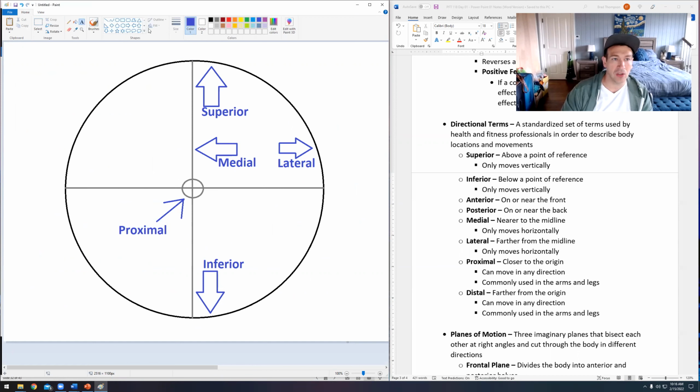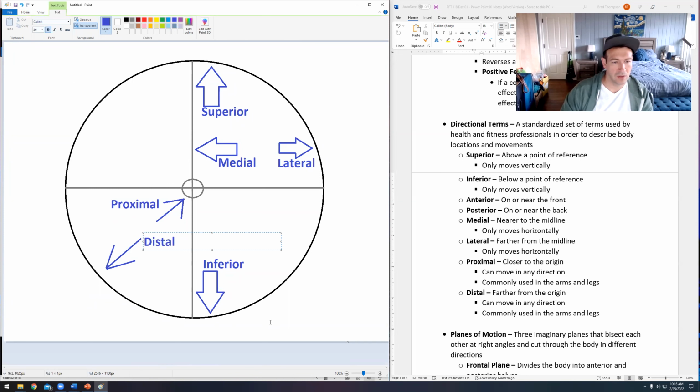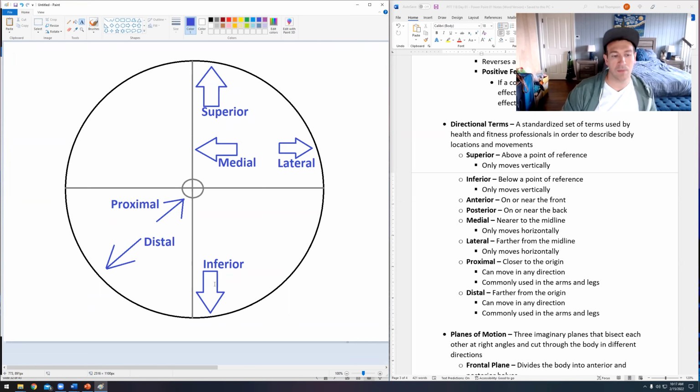Versus distal, which is doing the opposite of that, right? Distal is going away from the center. Those are way too close to each other, aren't they? Hold on, let's put proximal over here, versus distal, which is over here, right? So if I'm going towards the center of my body, that's proximal.